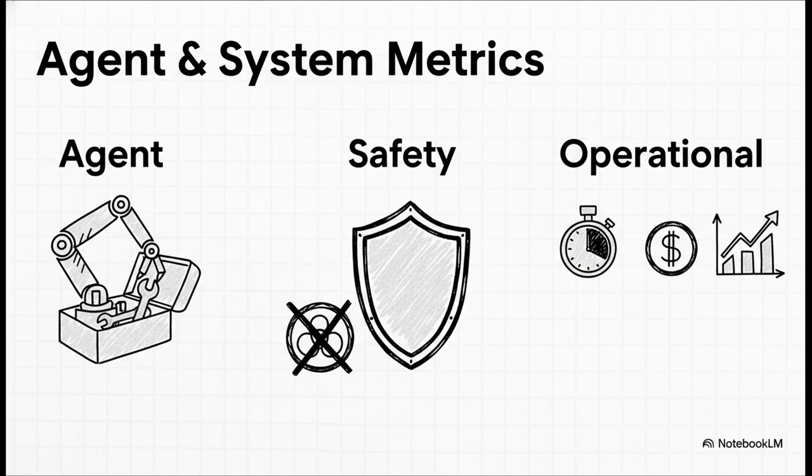But it doesn't even stop there. If you're building AI agents, you can check if they pick the right tool for the job. You can automatically check for safety things, like making sure it's sticking to your company's policies. And of course, you get all the crucial operational stuff, like latency, cost, and how often it fails. It really gives you the full picture.